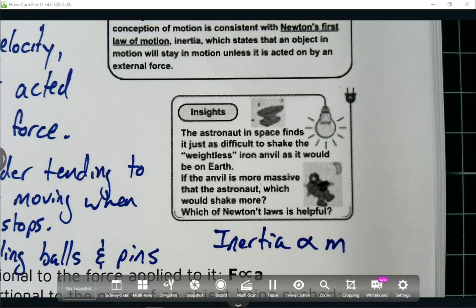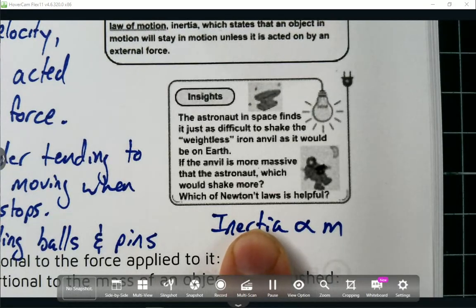The second half of this question is, if the anvil was more massive than the person, which would shake more? The astronaut or the anvil? The astronaut, right? It would be like the anvil shaking the astronaut. And you can imagine this, you scale this thing up, if this was a whole space station, and you tried to shake the space station, wouldn't you be the one that's getting shook? It makes sense. There's a mass imbalance. The space station would have way more inertia, way more tendency to stay put.